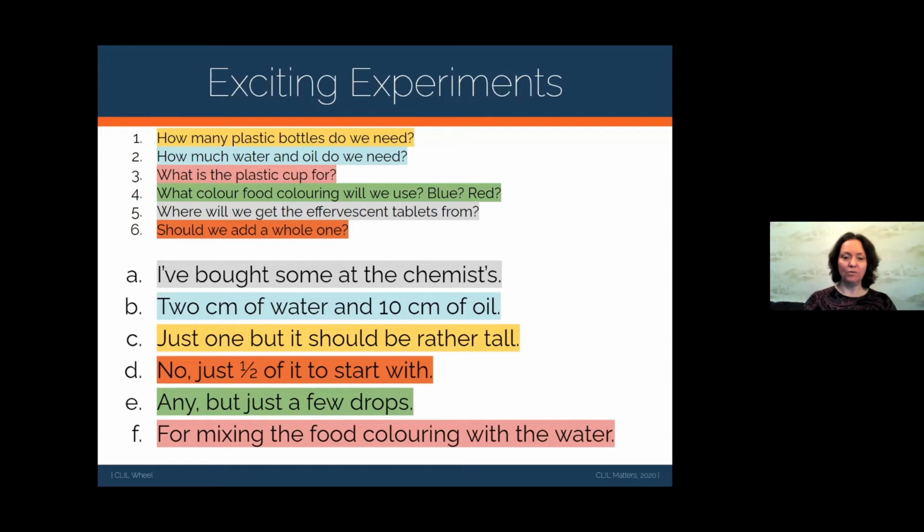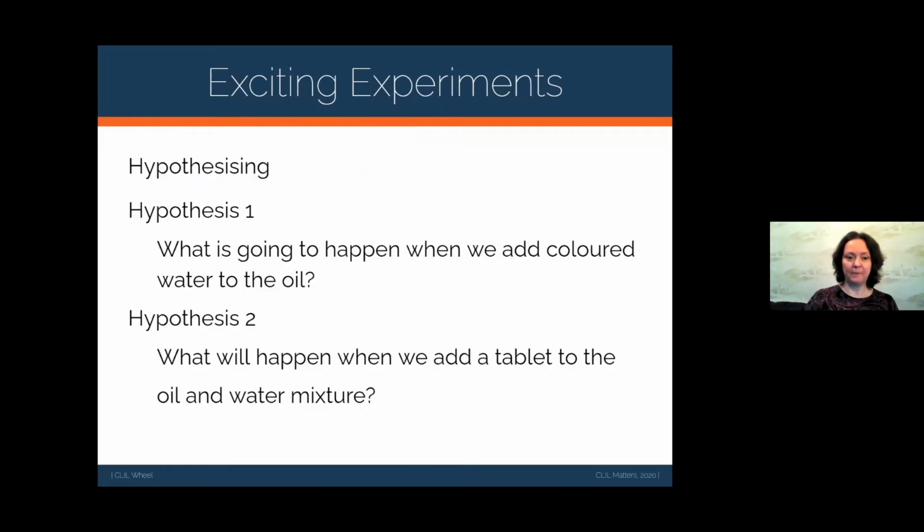Okay, so based on this dialogue, I would like my students to be able to tell me, 1, what ingredients go into the experiment, and 2, what I should do step by step. I can divide this experiment into 2 stages, and I can hypothesize. I want my students to tell me what they think is going to happen. So I've got the first hypothesis written here. What is going to happen when we add colored water to the oil? And the second, what will happen when we add a tablet to the oil and water mixture?